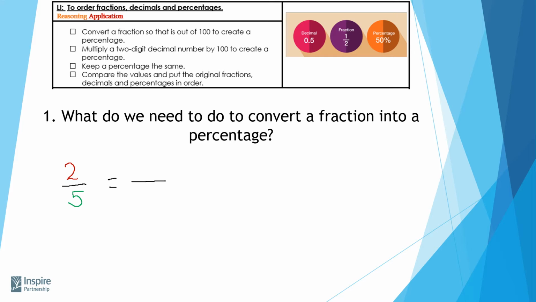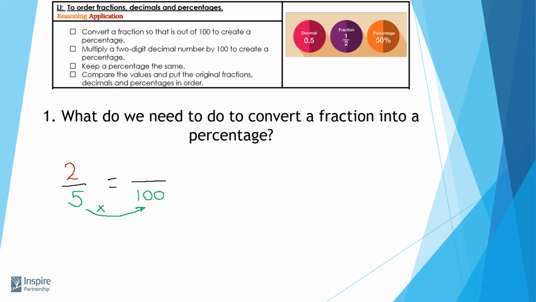Okay, well hopefully you've remembered from your learning from last week that we need to convert the denominator. We need to make the denominator out of 100. And we need to think how we are going to achieve that. Because getting 5 to 100, we need to make it larger, and we need to do that by multiplying. What are we going to multiply that by? How many times does 5 go into 100?